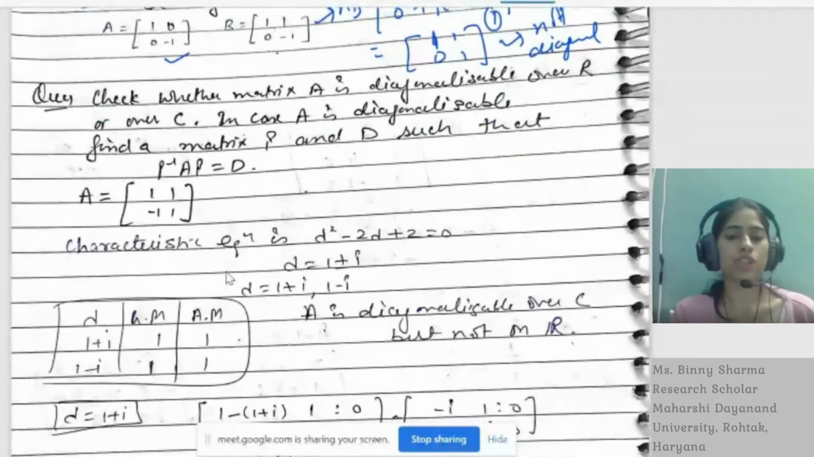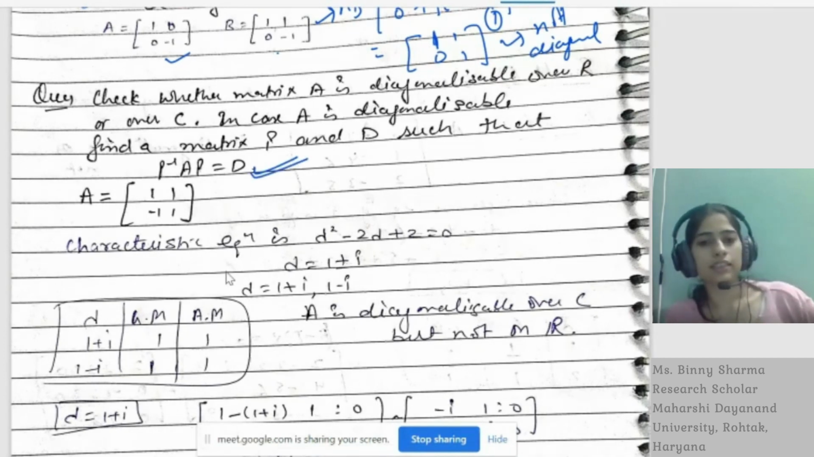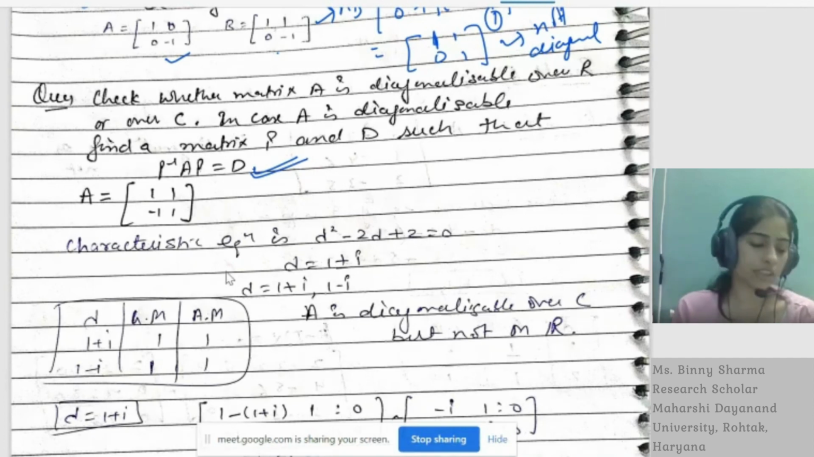So the question is, check whether matrix A is diagonalizable over R or over C. In case A is diagonalizable, find matrices P and D such that P inverse AP equals D. If the matrix is diagonalizable, then we will find a matrix P which satisfies this condition. We have matrix A = [1 1; -1 1].